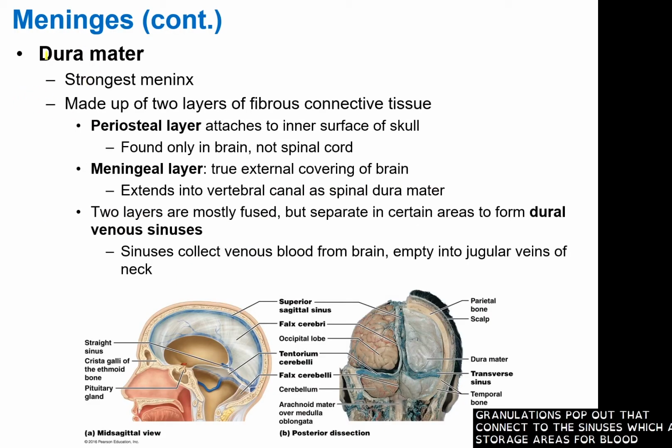And then looking at the dura mater here, this is an actual dissection of a human skull showing these layers and how it goes around. So up here, this fibrous connective tissue, again, this is the strongest meninx. The periosteal layer attaches to the inner surface of the skull, found only in the brain. So this one is not in the spinal cord. The meningeal layer is then in the spinal cord and extends into the vertebral canal as spinal dura mater. Then when we go over the spinal cord, we'll see this one come back. These layers are mostly fused, but in certain areas they form those venous sinuses, which collect venous blood from the brain and empty into the jugular veins of the neck.